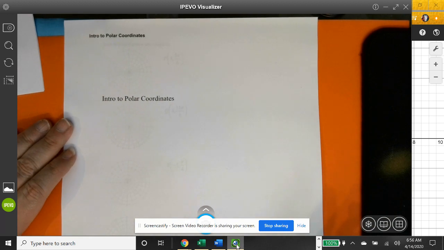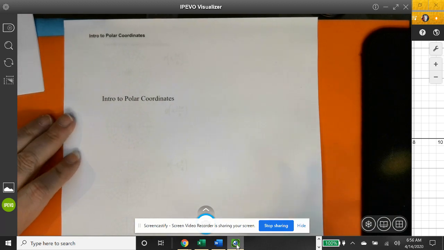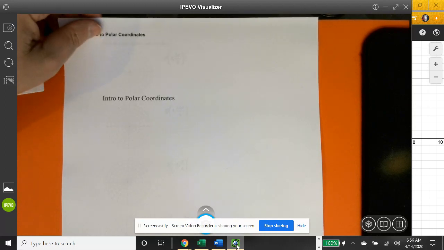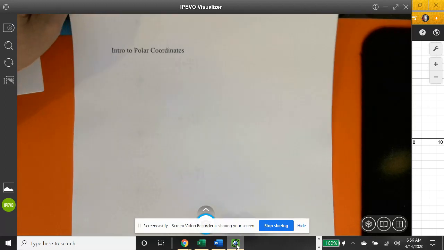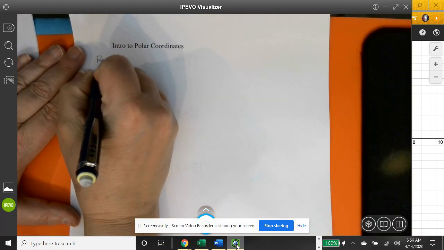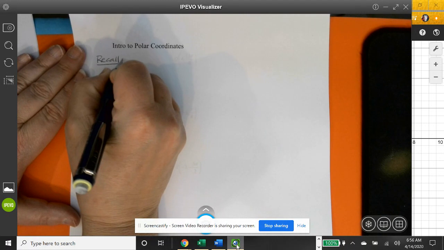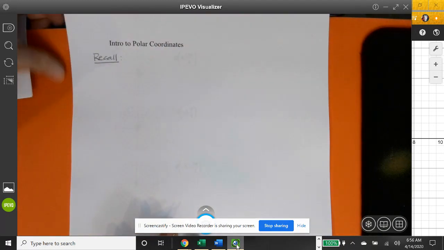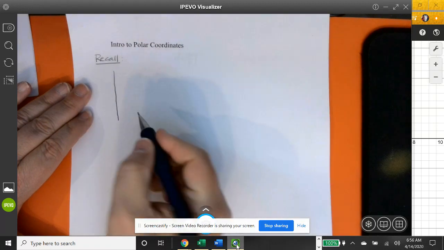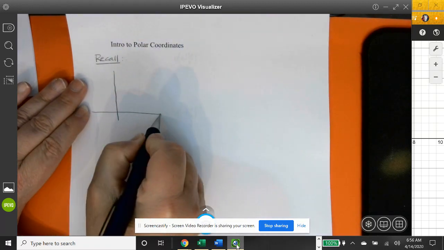All right, today we're going to talk about polar coordinates. And we have, for our entire math life, talked about rectangular coordinates. Okay, so let's review what we know. So we're going to recall the things that we know here already. Okay, so let's recall the coordinate system that we're all used to, the one that we all know and love.